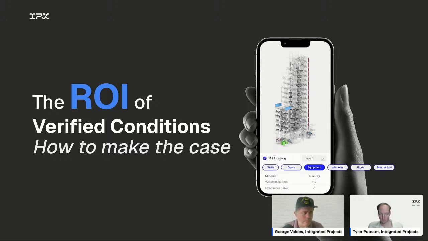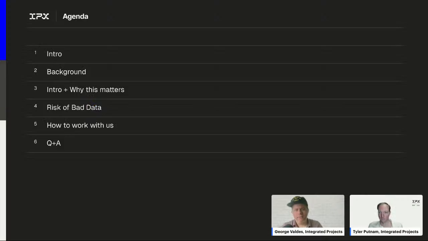So with that, I'm going to go over the agenda real quick. At the start, we're just going to make some introductions. We're going to go over the background of Integrated Projects, just so everyone knows who we are, what we do a little bit. We're going to talk about why this matters, why verified conditions matter. We'll talk a little bit about the risk of bad data and things we've learned along the way there, and ultimately how to be able to work with us. And we'll do a Q&A.